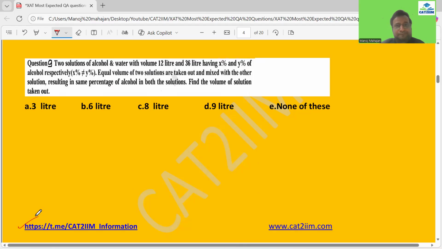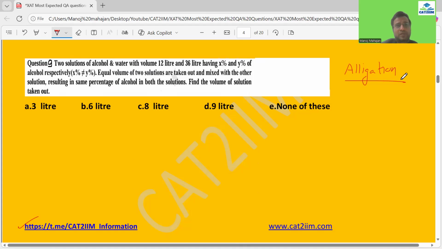So I hope you have read the question by now. There is one method that I do teach in my class, and a lot of students tell me the wrong spelling of it. The spelling is A-L-L-I-G-A-T-I-O-N. It's a wonderful, magical method to solve such kinds of questions. Let's understand what it is, and we can make a shortcut also.